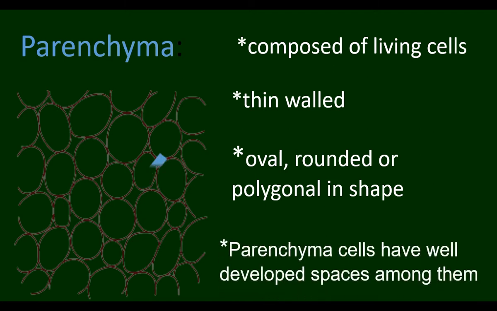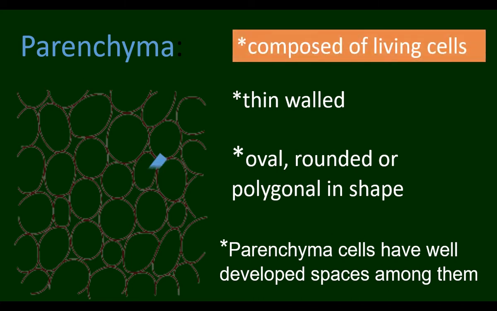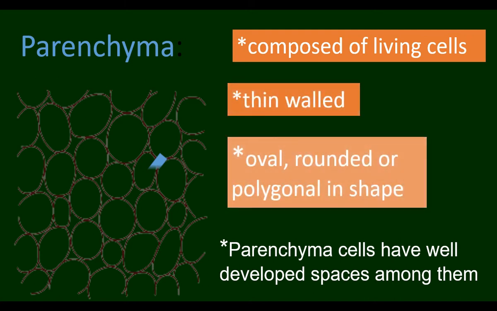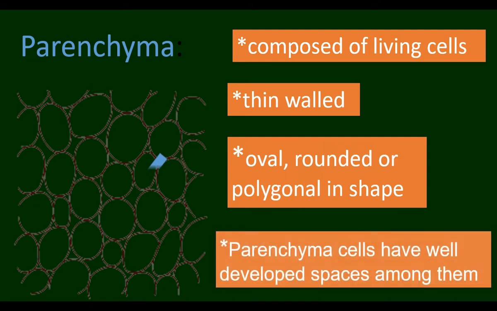Parenchyma cells have well-developed spaces among them. In between the cells, there is space in parenchyma. Parenchyma is made up of living cells. The cells have thin wall. The shape of the cells are oval, rounded, or polygonal. Parenchyma cells have well-developed spaces among them.